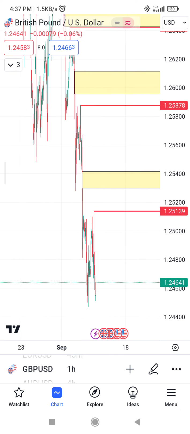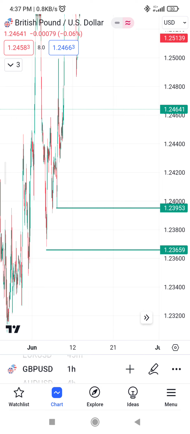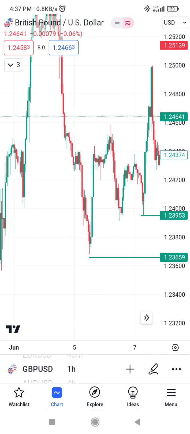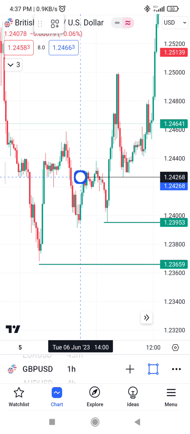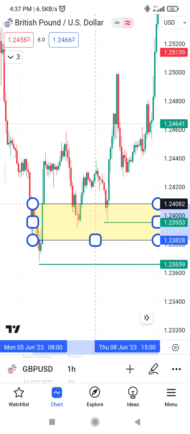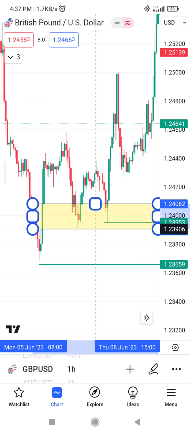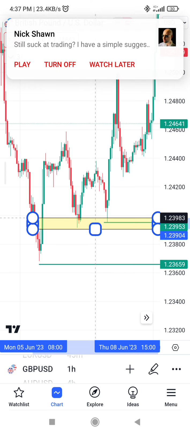Alright, so we have drawn this fair value gap. We have marked them out. So let's come to the bottom and see. Do I have a fair value gap here? Yes, we do. All my entries are at the beginning of the fair value gap or the middle, 50%. Okay, so here the fair value gap has been cleared.